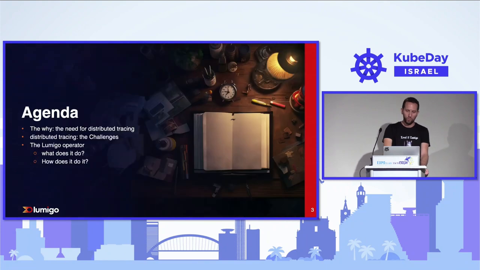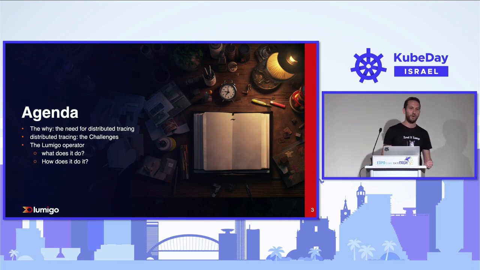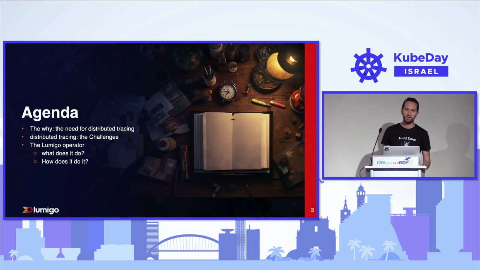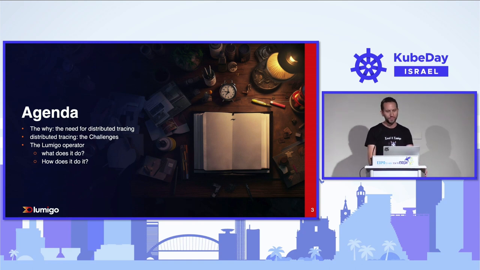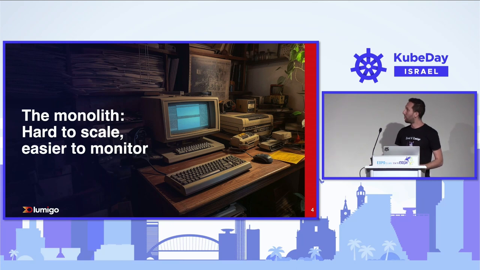So, what will we be talking about today? We'll spend the majority of our time talking about how we built our Kubernetes operator and what it does. But to get you all there, we have to start with some context. So, what is distributed tracing? Why is it so hard to get done right? And why did we go to the lengths of building everything that I will show you today? So, where do we start? We start at the beginning.